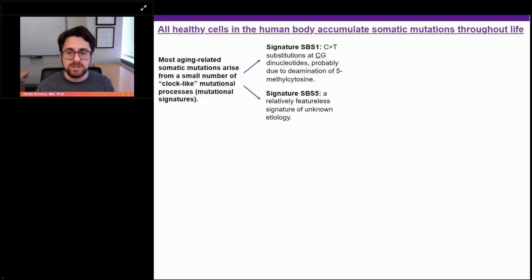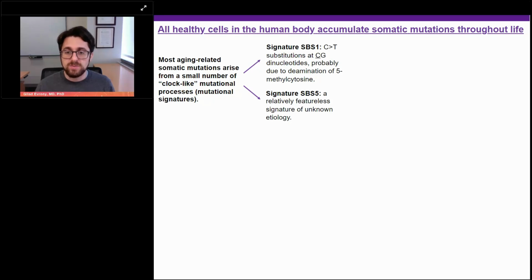If we actually look at these mutations more in depth, other than just quantifying their total burden, we can actually see interesting patterns that give us information about the processes that are giving rise to these aging-related somatic mutations. Specifically, we see that a sizable fraction of these somatic mutations are C to T changes occurring at CG dinucleotides that very likely arose due to a process of deamination of 5-methylcytosine.